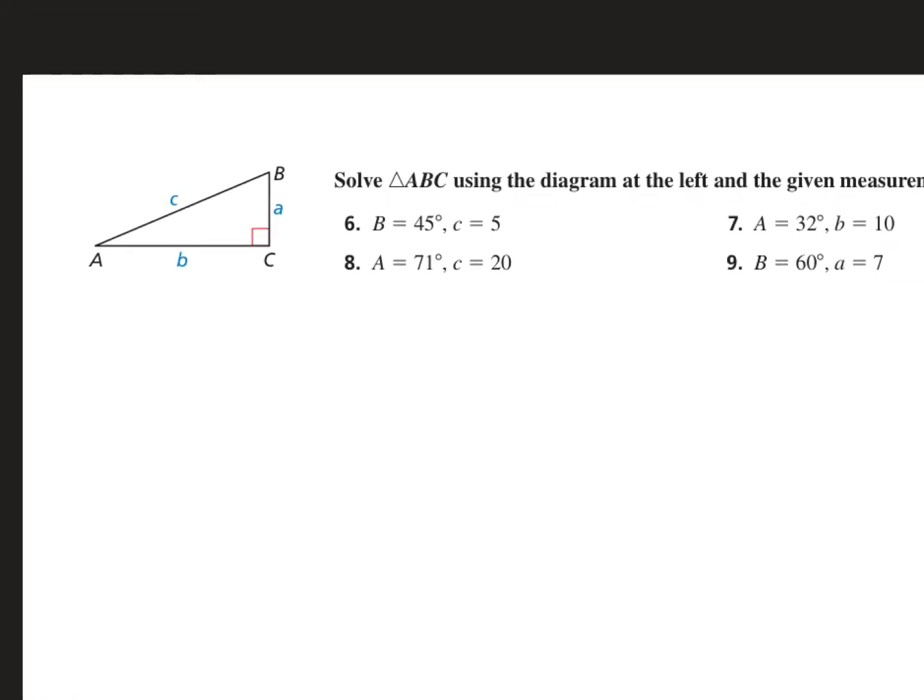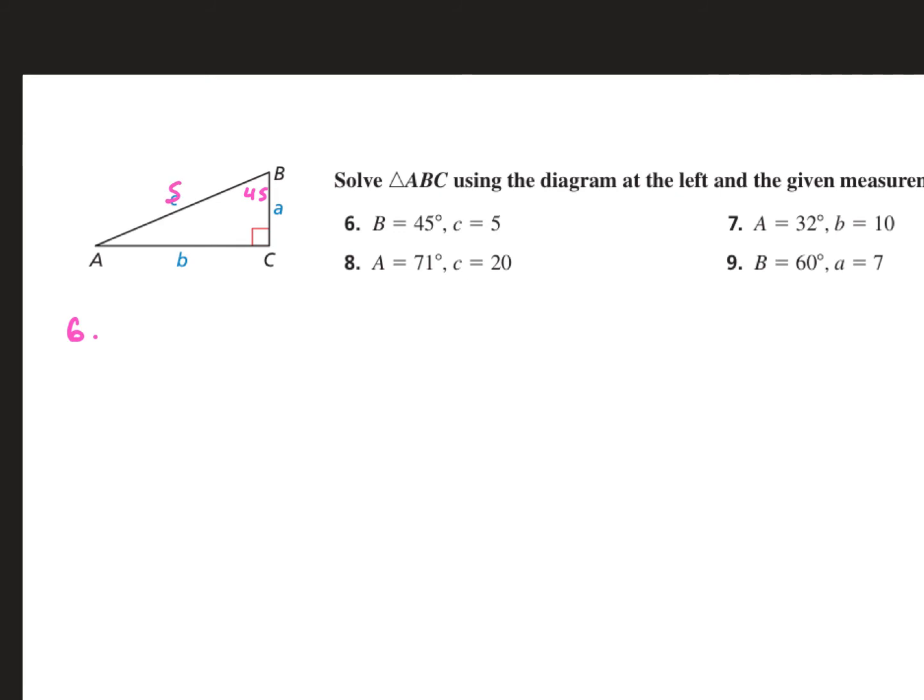All right, the next one. So this is like 4 different questions of the same thing we just did. So we have to solve the triangle. So we have to find all of the missing pieces given what it gives us for each one. So number 6, angle B is 45. Side C is 5.